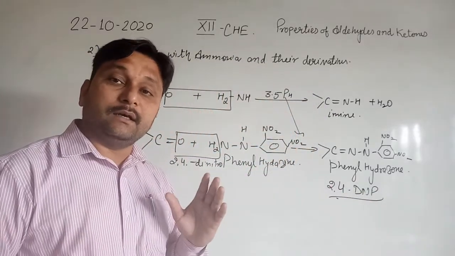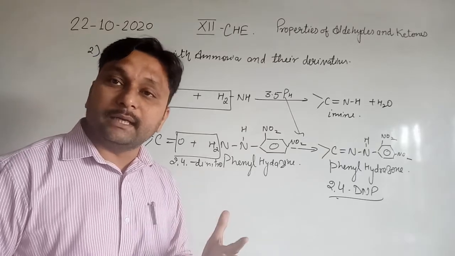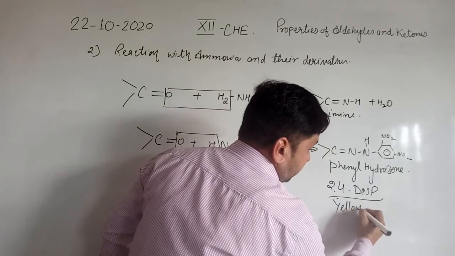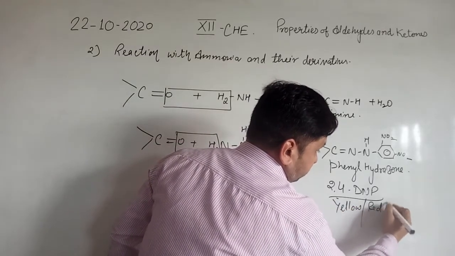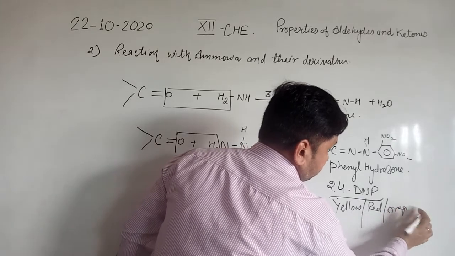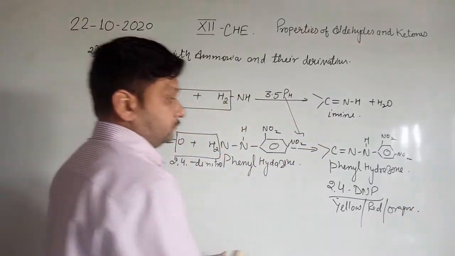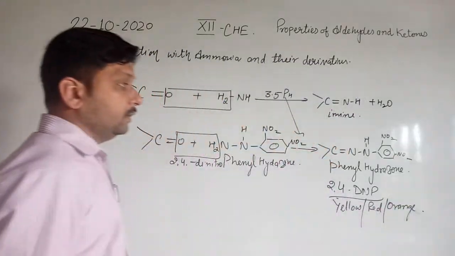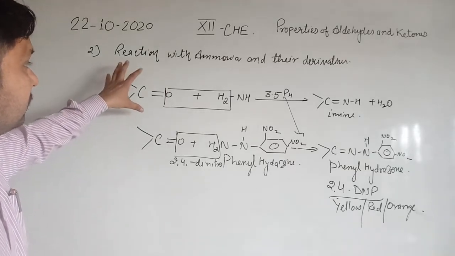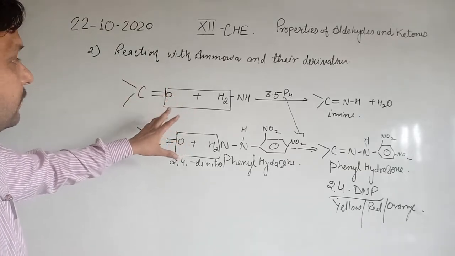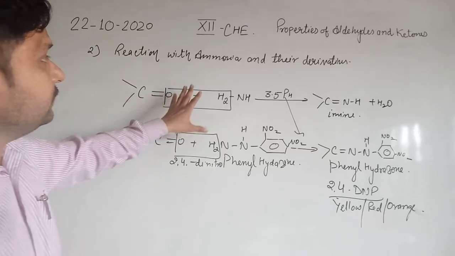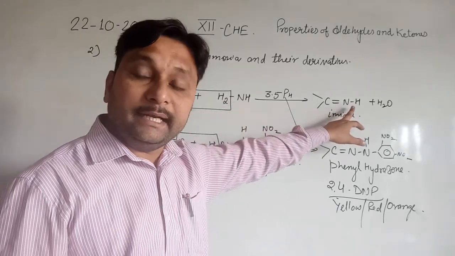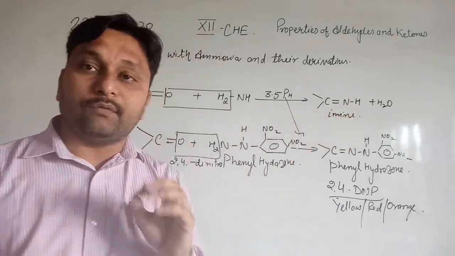Clear? And these are of different colors. That may be yellow in color, that may be orange in color. Those are different colors. Clear? So these are some reactions that show that aldehydes, when they react with ammonia and its derivatives, form C double bond N type compounds with the elimination of a water molecule.